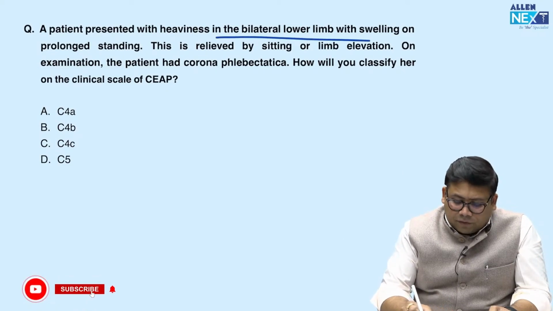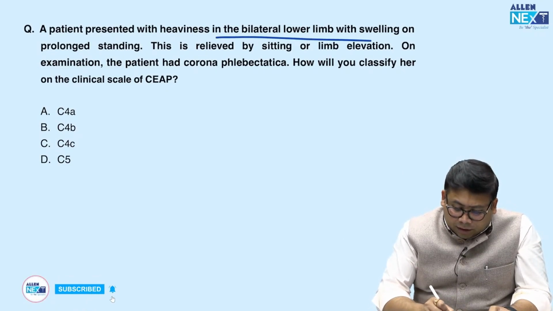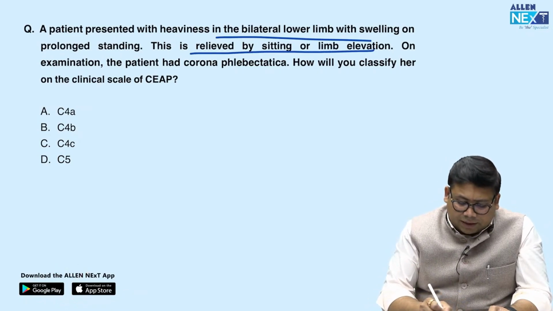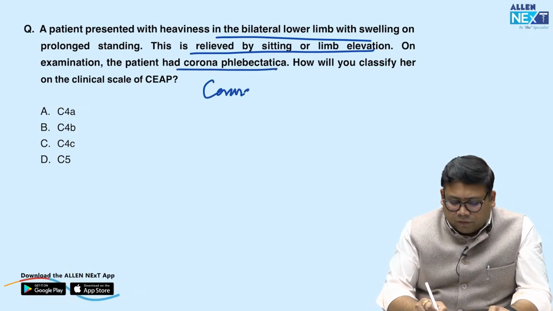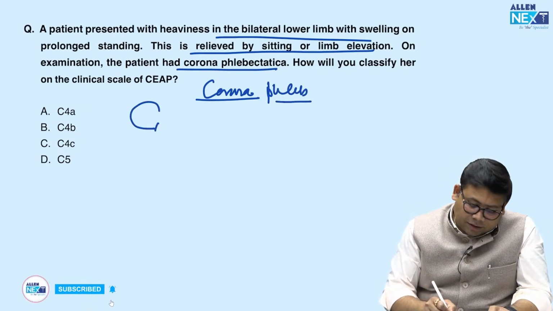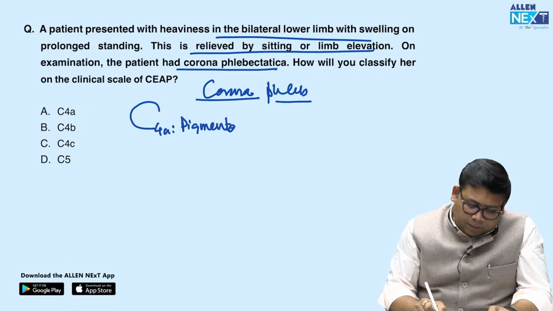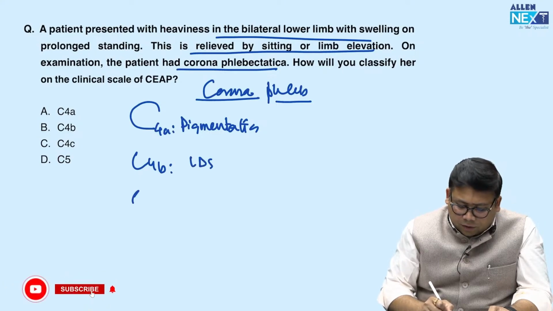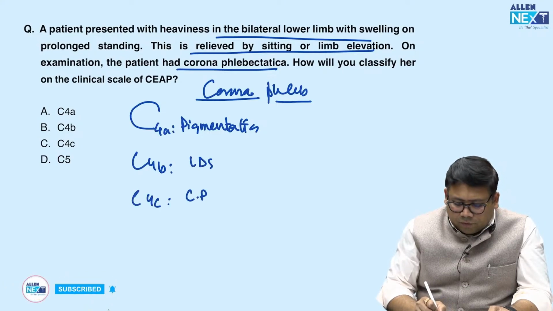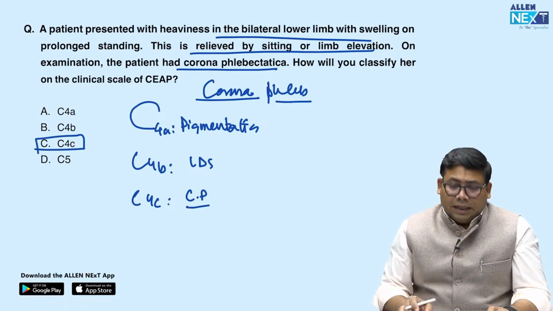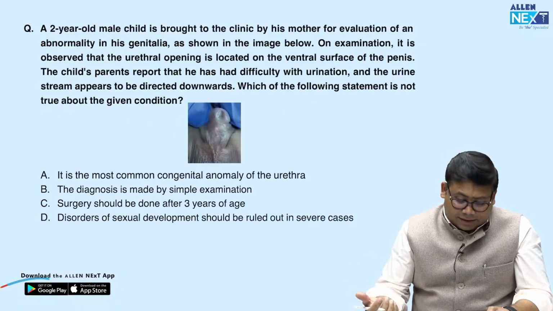Next is a patient with limb edema. This is relieved by standing or limb elevation or sitting. On examination, there is corona phlebectasia. Now, when we talk about corona phlebectasia, they are nothing but skin sign changes. So, C4A includes only pigmentation. C4B is lipodermatosclerosis, and C4C is corona phlebectasia. So the option here is C4C. C5 is related to ulcer, and a healed ulcer is C5, and a non-healing ulcer is C6.